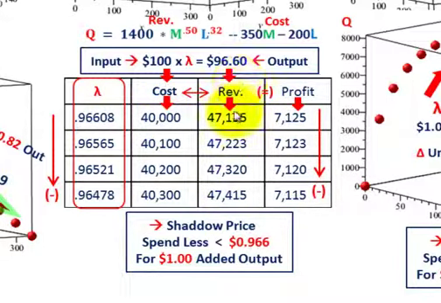So what we're going to really see here with this revenue is that for every $100 we go up in our cost, or we increase our constraint on our cost, our revenue is only going up by $96 or something in that area. That's the only point we want to be looking at here. Input, $100 increase, and our output is only $96.60.